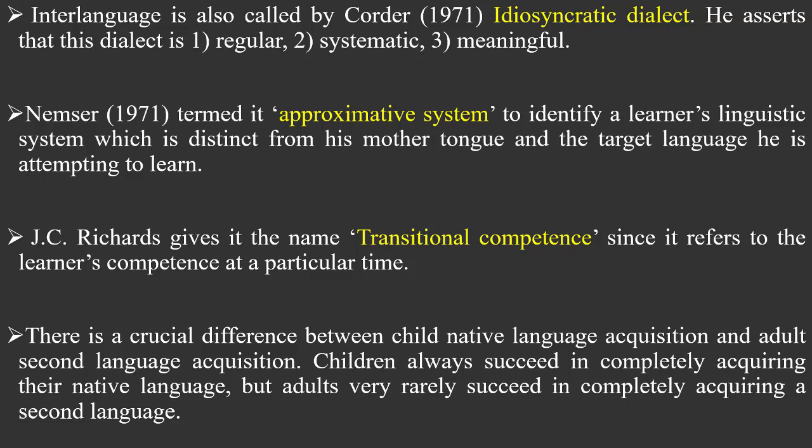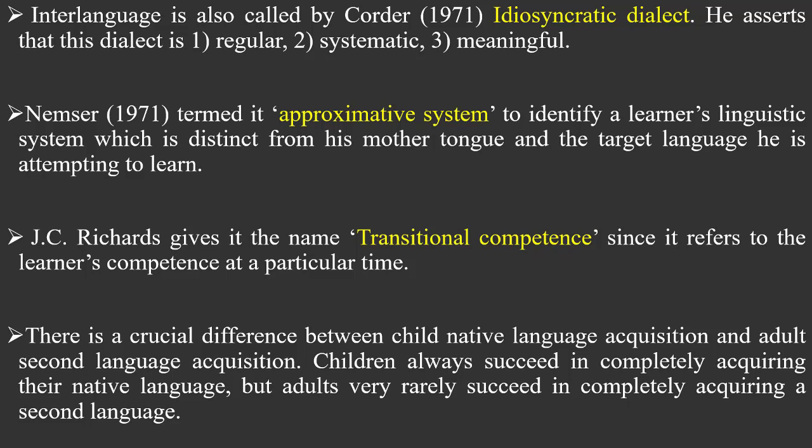J.C. Richards gives it the name transitional competence since it refers to the learner's competence at a particular time. So when you're learning a language, in the process of mastering your second language, you have this transitional competence. That's what interlanguage is. It's competence which is transitional. It's not complete yet. It may reach completion, but it may not. So you don't know. It depends.